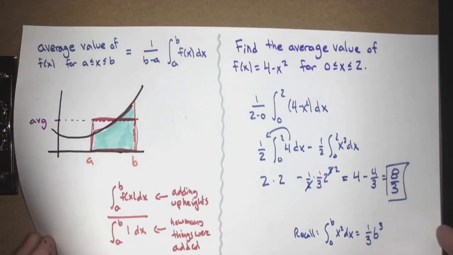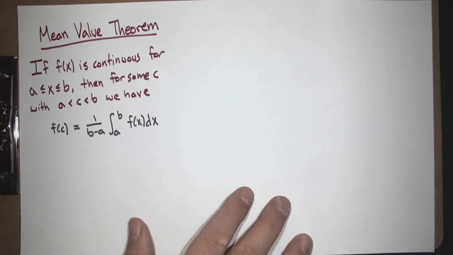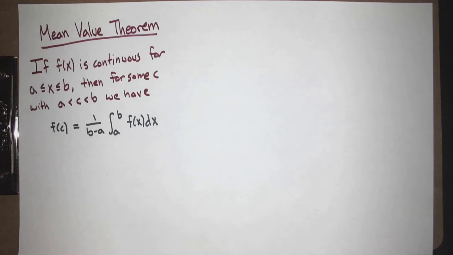Now, what are we going to do with this average value? We're going to introduce a very useful tool, which is called the Mean Value Theorem. And you might say, wait a second, it's too late. You already taught us the Mean Value Theorem. Oh, this is a different Mean Value Theorem. And it says the following. Suppose you have a continuous function between a and b. Then there's some c in the middle where f of c is 1 over b minus a times the integral from a to b of f of x dx.